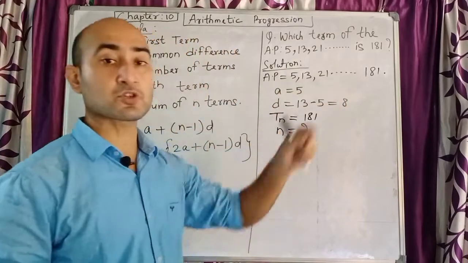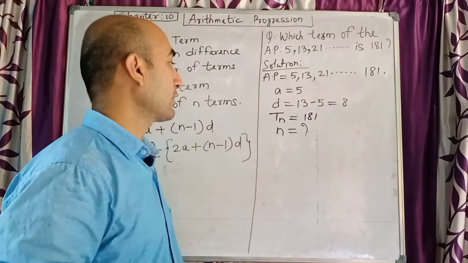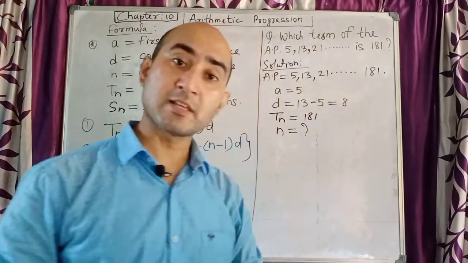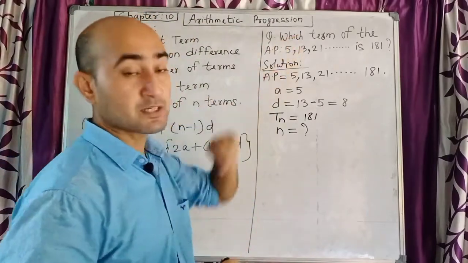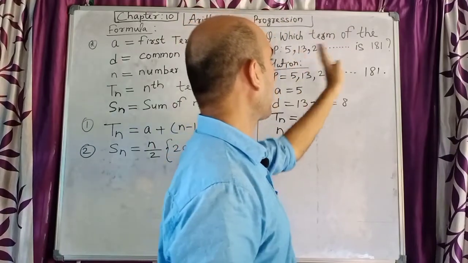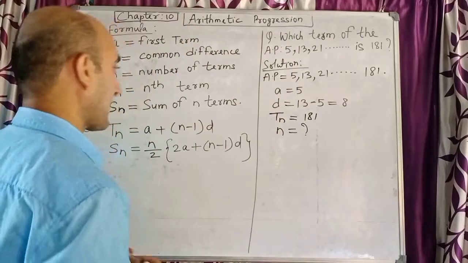As per this question, these three things have been given. You do not know the value of n. n means number of terms. Which term means number of terms. Find the number of terms. The question can be asked in different ways: which term of the AP, or find the number of terms of the AP where the last term is 181. That way so many questions can be asked.